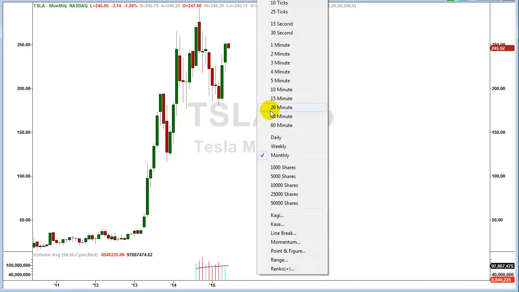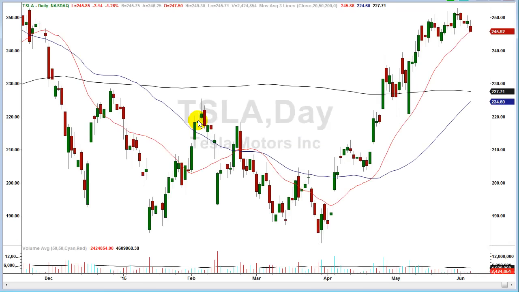And on the daily chart, it just looks very similar to everything else. You're above all the moving averages. There's just no reason to be bearish Tesla. I know a lot of folks like to short Tesla. I don't know why. Anyway, I'm going to leave it there tonight.